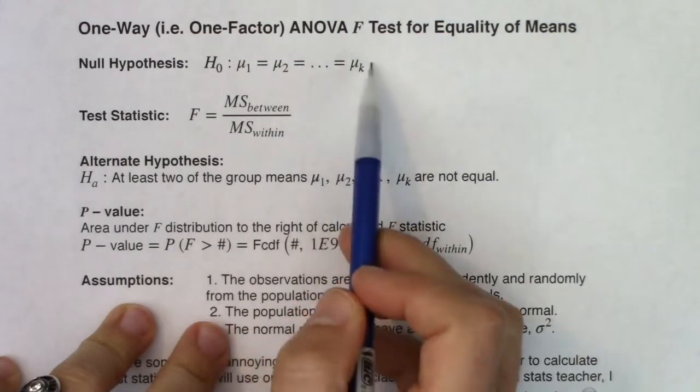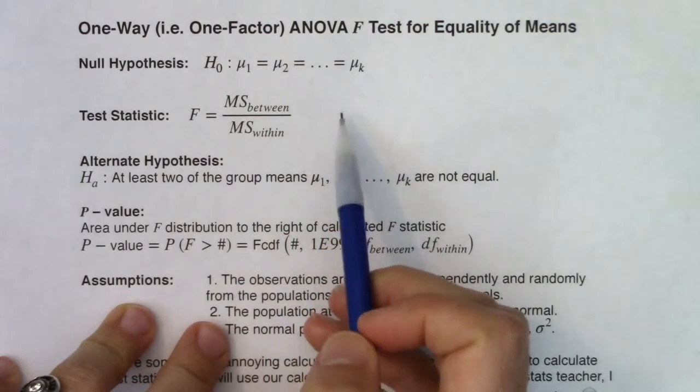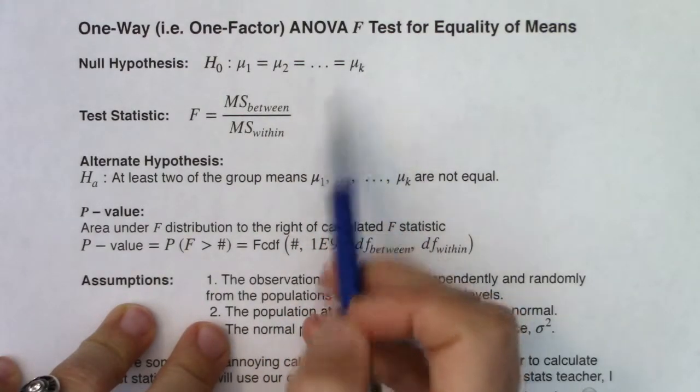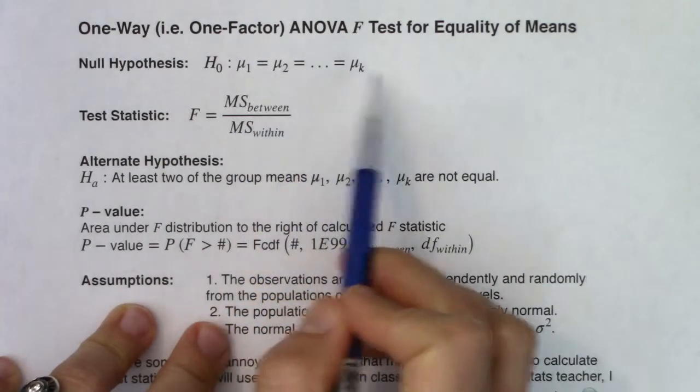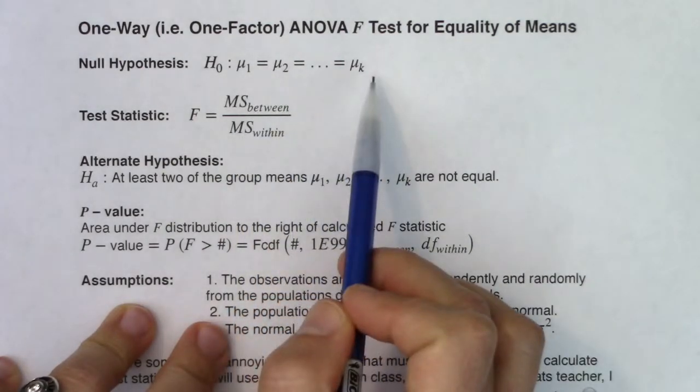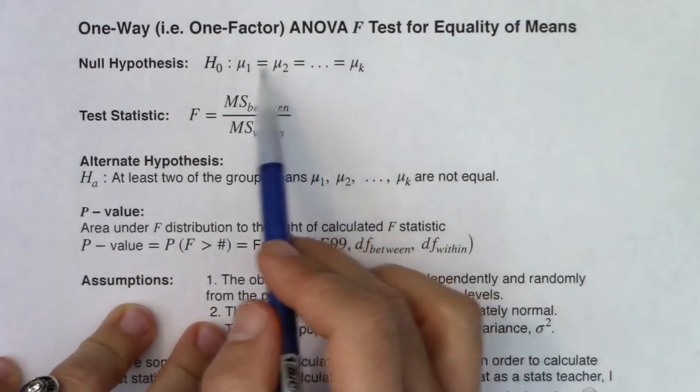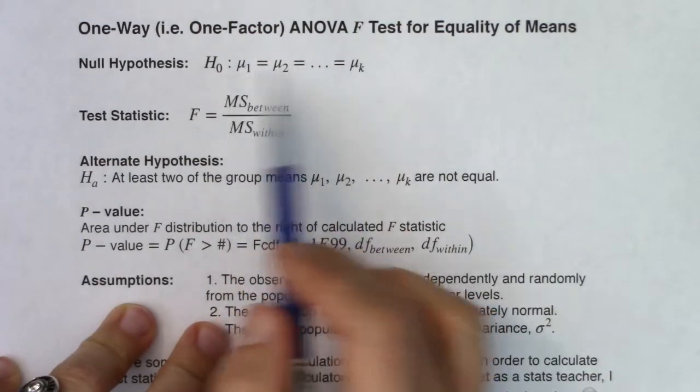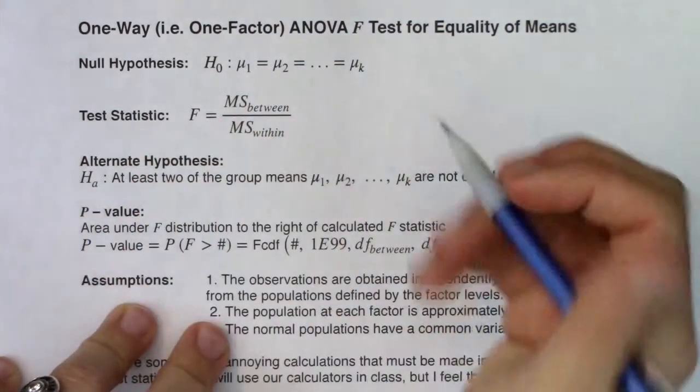We've got our means, we've got our K, our level of our factor. So we have a K level for our factor. So we have K groups. We're going to say all of the averages are equal. So that's the null here, that every average between all of your groups is the same.